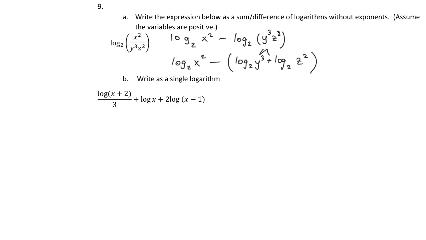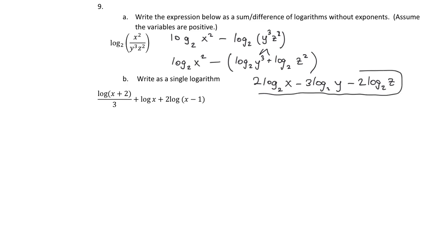Now the final step here is to move the exponents down in front. So the final answer here is 2 times log base 2 of x minus 3 times log base 2 of y. And you can also distribute the minus sign here if you don't want to have the parentheses. So then minus 2 log base 2 of z.